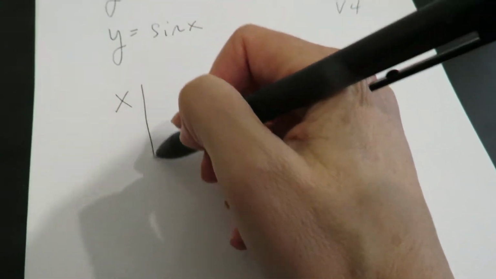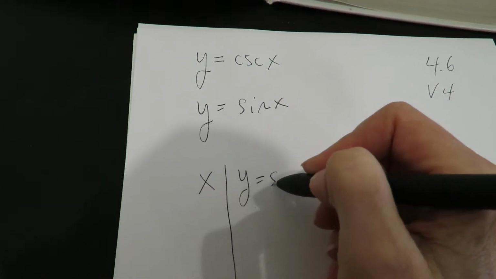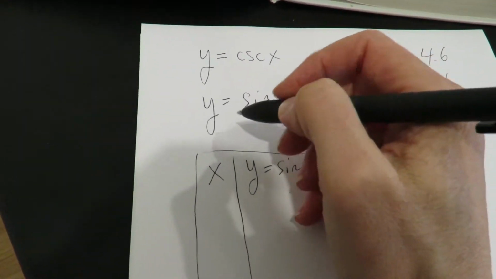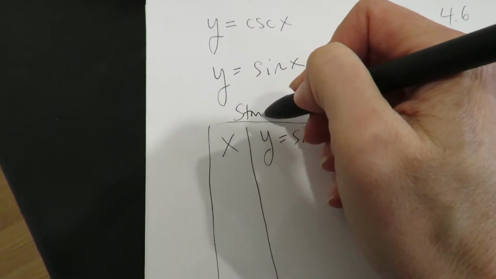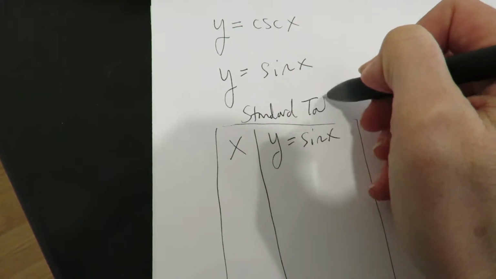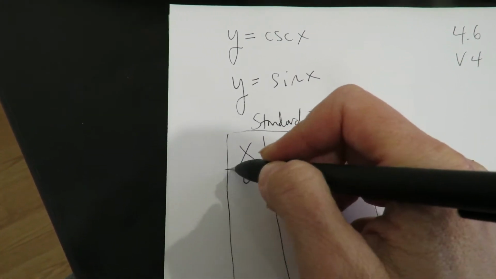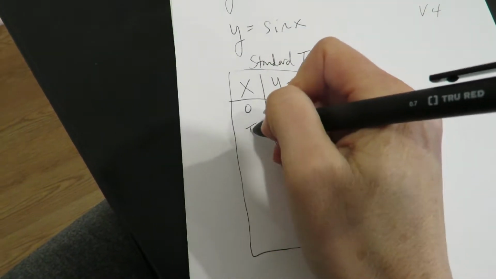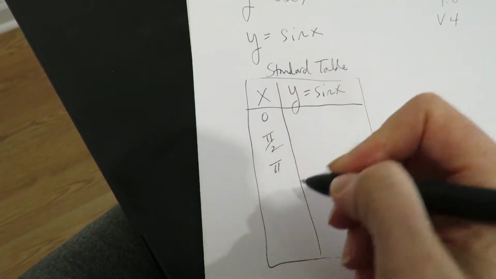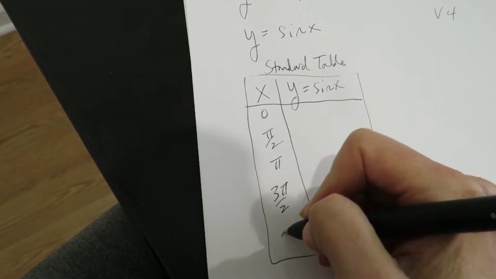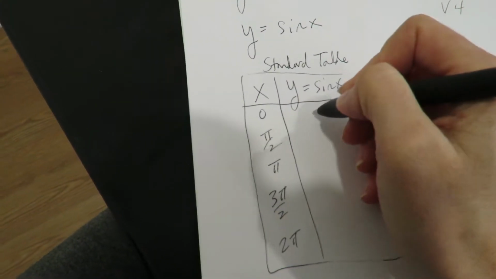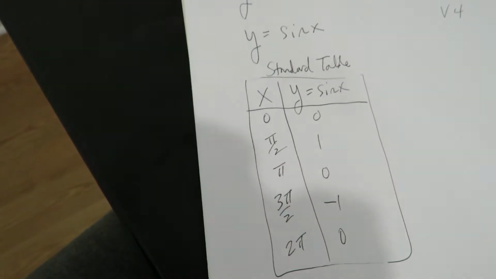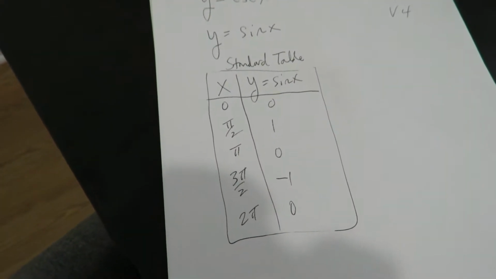The table for the sine, the standard table, is gotten off of the unit circle. So you're going to do the pi over 2 increments around the unit circle, all the quadrantal angles. And I'm just getting these values off of the unit circle. Okay, so that is the standard table for sine.